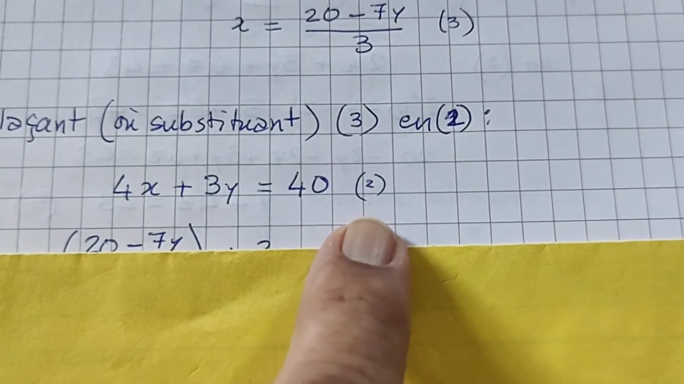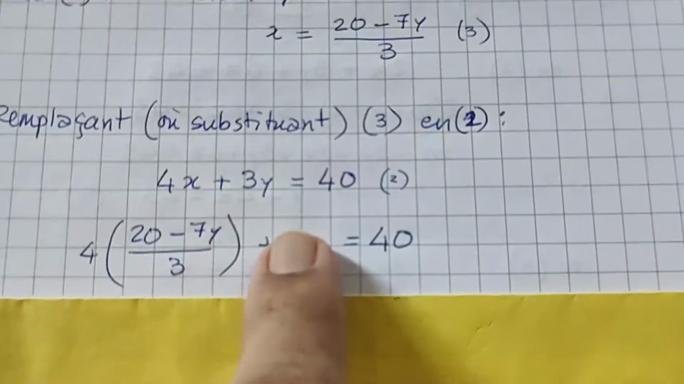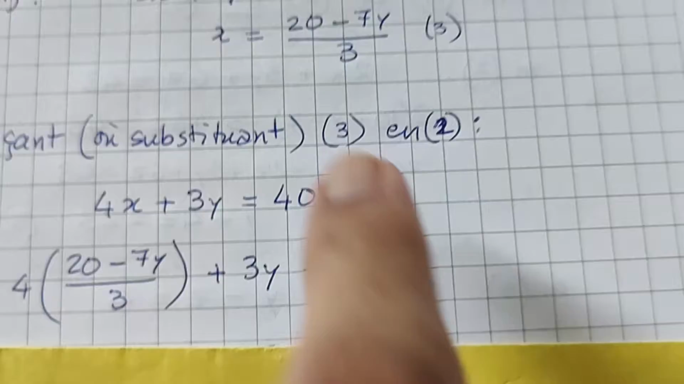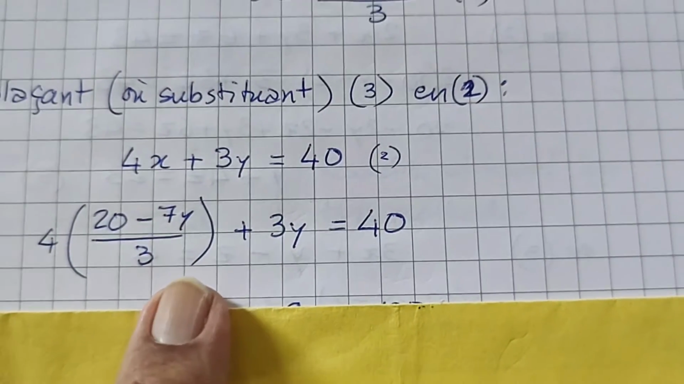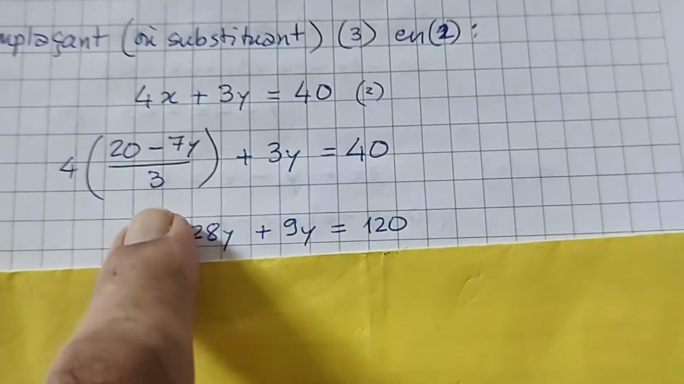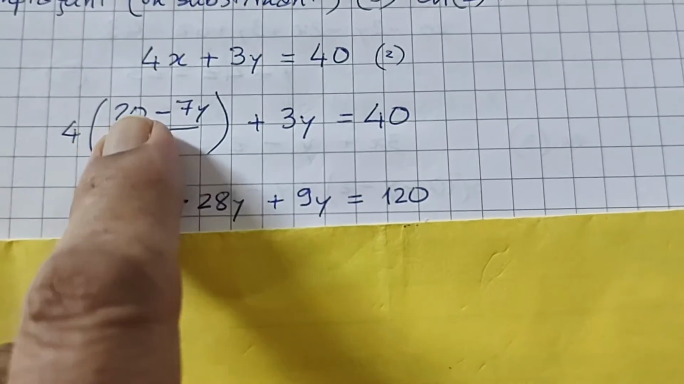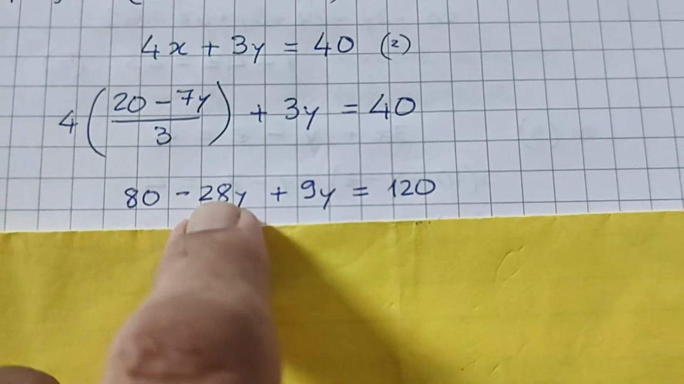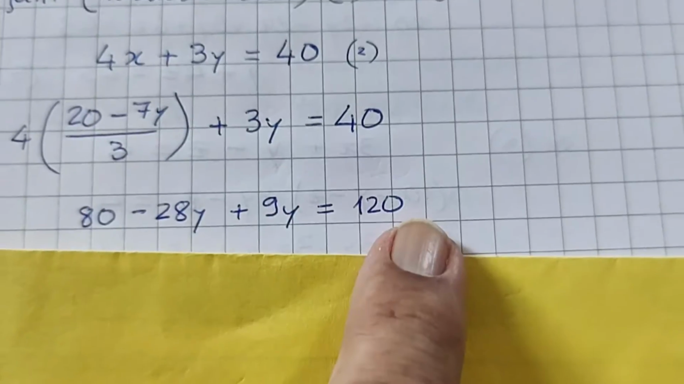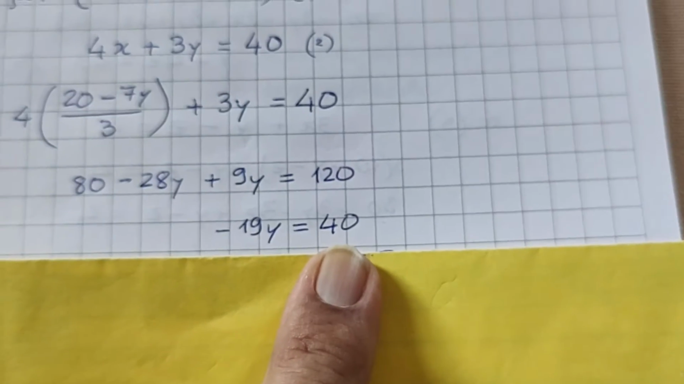See, this step is important to copy. I don't want to keep on looking up and down. No, I write here and then I replace x with this value, 20 minus 7y over 3. So 4 times 20 minus 7y over 3 plus 3y is equal to 40. What I do, the simplest, is I multiply everything by 3 to get rid of the 3 in the denominator there. 4 into 20 is 80, 4 into minus 7y is minus 28y, and 3 into 3 is 9y, 40 into 3 is 120. So this gives us minus 19y is equal to 40.